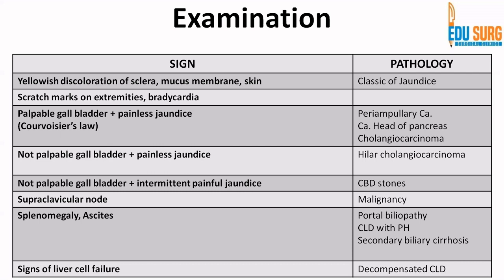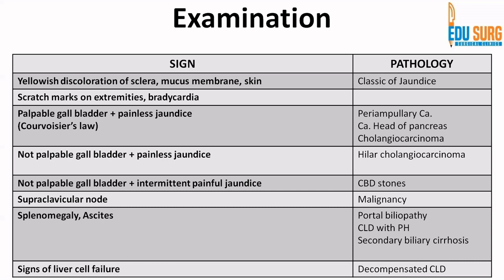It has an exception which you should remember. I'm not going into details of Courvoisier's law, but remember the exceptions of Courvoisier's law as well, right? When the gallbladder is not palpable and the patient has painless jaundice, you are looking at hilar cholangiocarcinoma because the block is above the junction of the cystic duct to the common hepatic duct, and that is why the gallbladder is not distended and therefore not palpable, right?